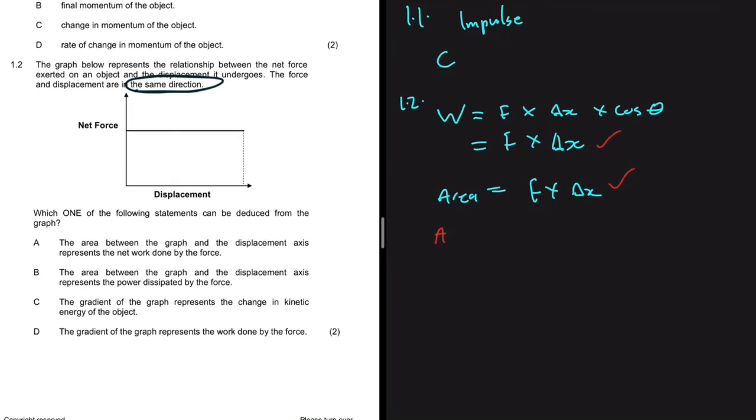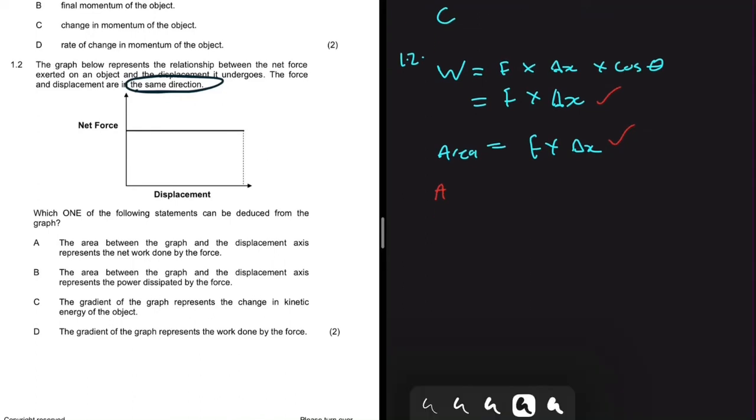Option B says the area between the graph and the displacement axis represents the power. F multiplied by delta x is not the power, so there's no way that can be true. And then C says the gradient of the graph represents the change in kinetic energy of the object. That is not true. And then they say the gradient of the graph represents the work done by the force. It's also not true. So A is definitely our option here, right? We already know. We are just disproving all the other options.